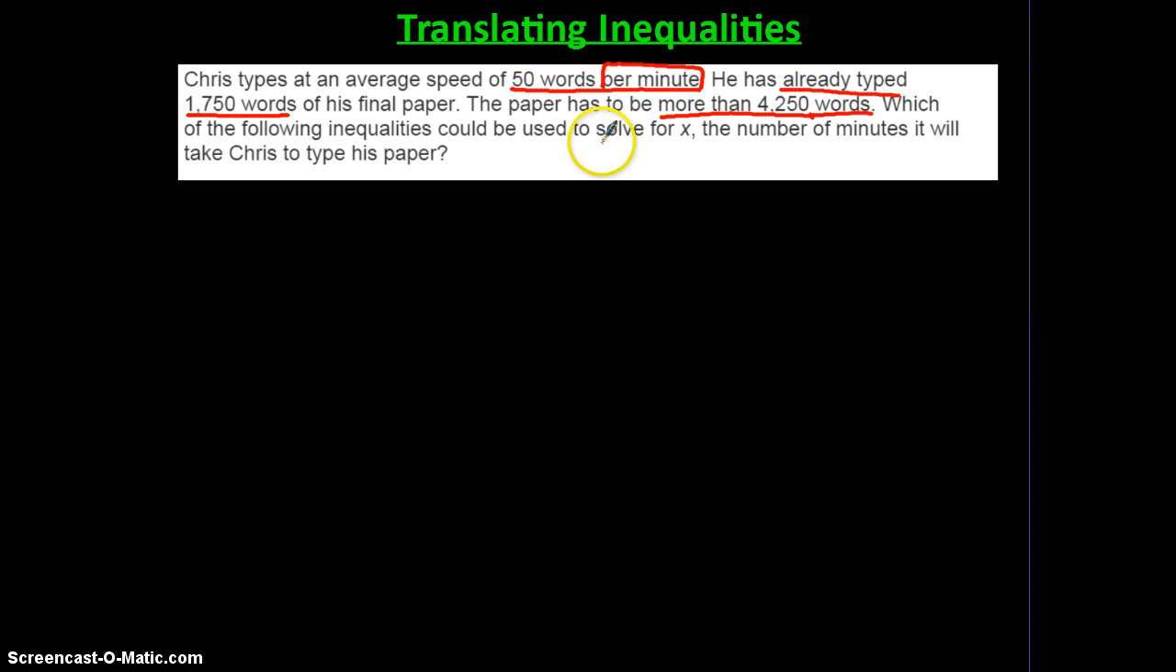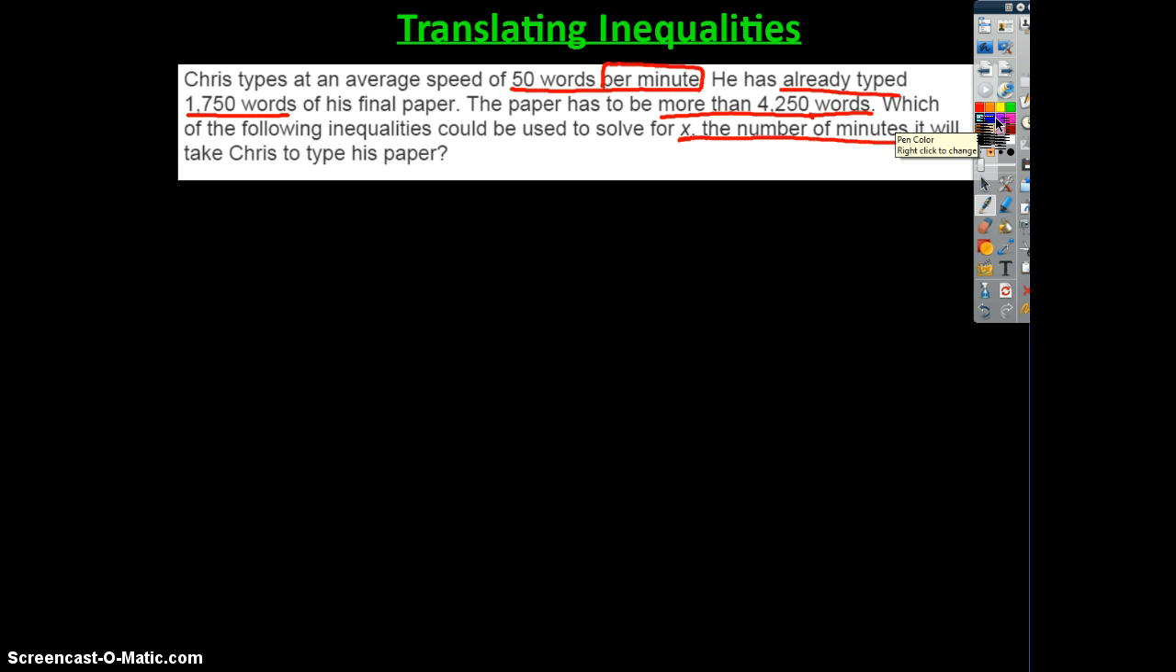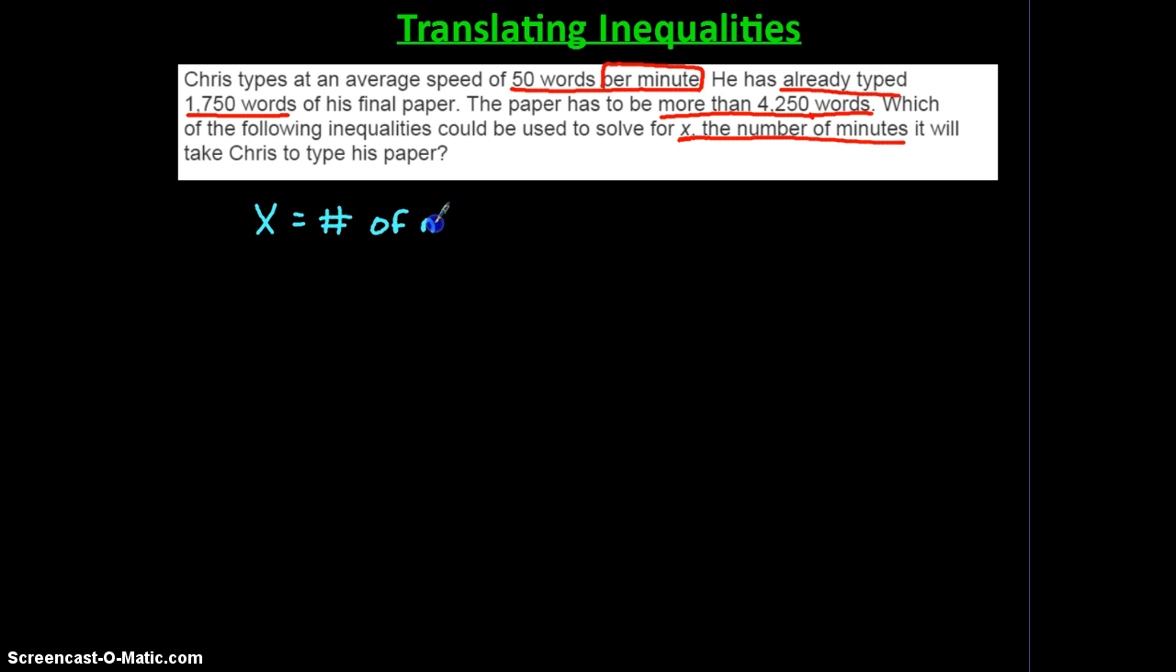That's what they're saying here, which could be used to solve for x. And this is important, the number of minutes it will take Chris to write his paper. Now, that is probably the most important thing we're talking about here. Our variable represents the number of minutes to type this paper. So, using that information, the first question that I would always ask myself is, if that's my variable, what am I attributing to this variable? What goes along with that number of minutes?